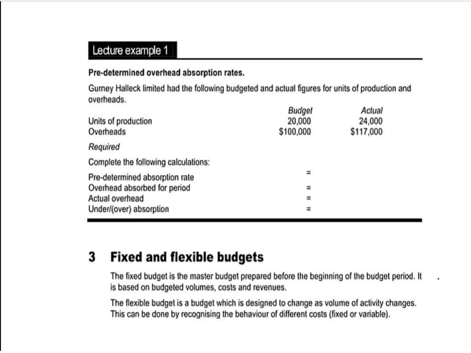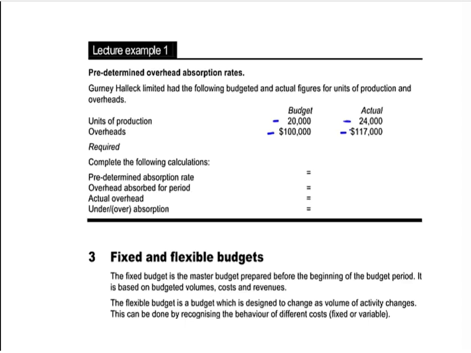So what we have in lecture example 1 is some information which is very standard for a section A question. So we've got the budgeted figures, what we thought was going to happen, and then we've got the actual figures. And we can see that the number of units produced was different from budget to actual, as were the amount of overheads that were incurred. So what we need to do now then is to work out the under or over absorption, and we're breaking that down into different stages so you can see the process.